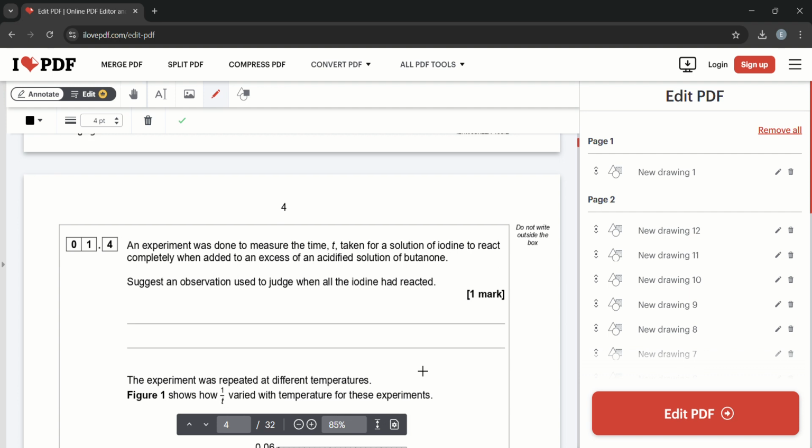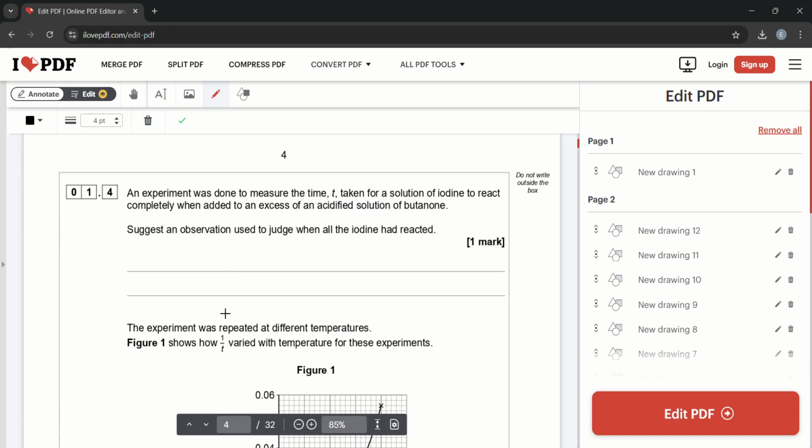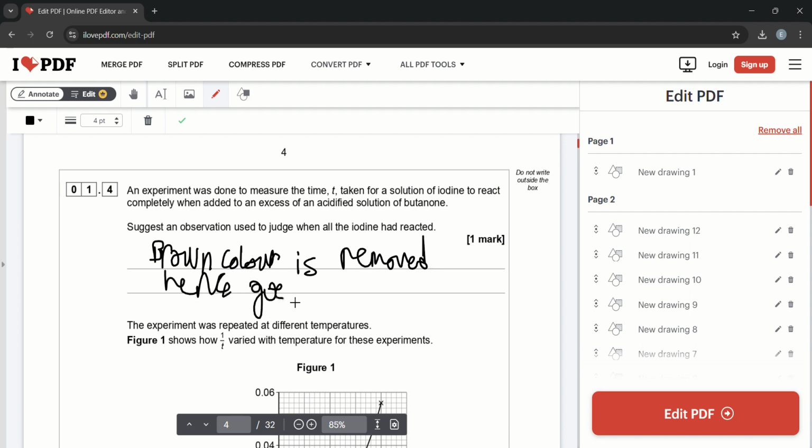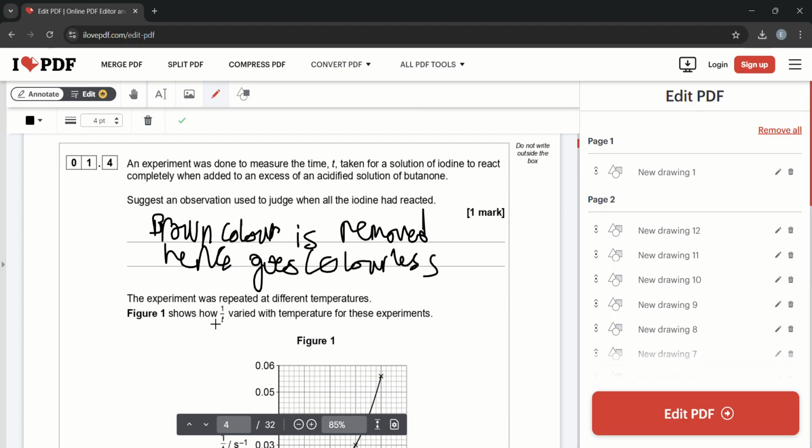1.4. An experiment was done to measure the time taken for a solution of iodine to react completely when added to an excess of acidified solution of butanone. Suggest an observation used to judge when all the iodine had reacted. Well, remember iodine, so the observation is that the brown color is removed, hence goes colorless. So you could say brown color is removed, or you can just say colorless.